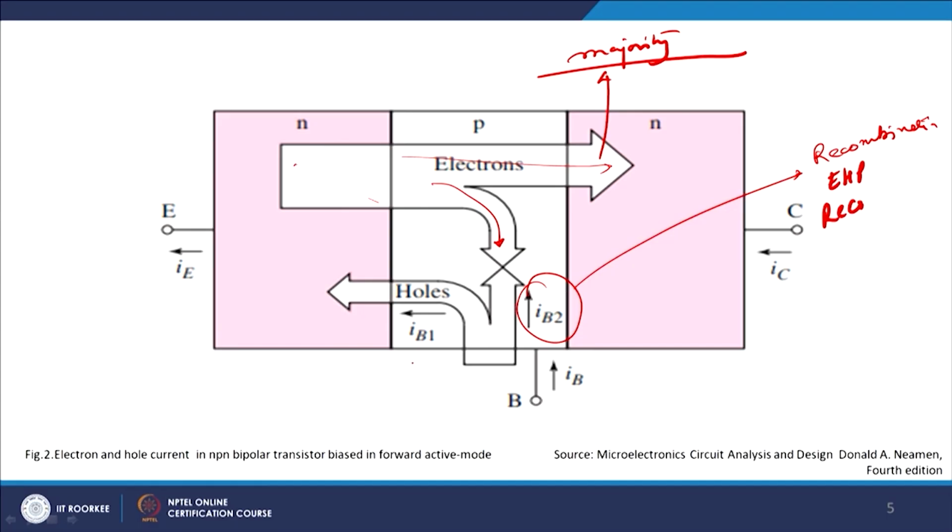And please also understand that since this is forward biased, holes can easily punch through this emitter-base junction and will result in some current IB1. So, there are two components of current, IB1 and IB2. IB1 is primarily because of holes and IB2 is primarily because of recombination of electron-hole pairs in the base region. We understood this point earlier also, and we have also got the principle correct.